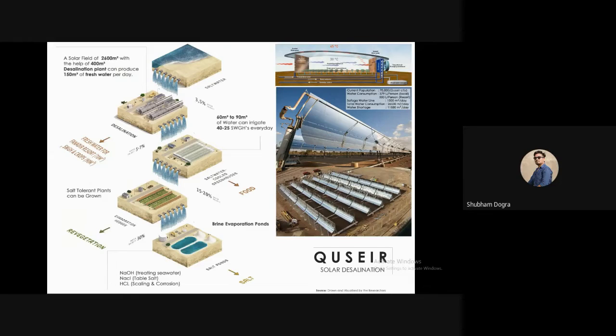So coming to the last, we are using a solar field of 2600 square meters with the help of 400 square meters of desalination plant to produce 150 cubic meters of water per day. And 60 to 90 cubic meters of water can irrigate 40 to 25 seawater greenhouses every day. And then the brine water will be sent to the evaporation ponds, which can be used to produce different chemicals which are used for treating desalination water and also for the production of table salt.